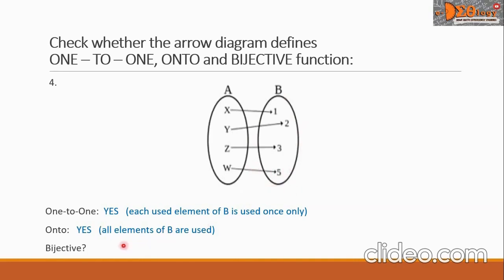Next question. Is the function bijective? The answer is yes, because the function is both one-to-one and onto. This is our final answer.